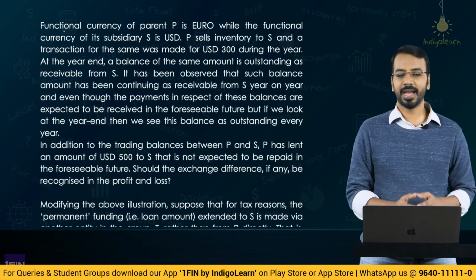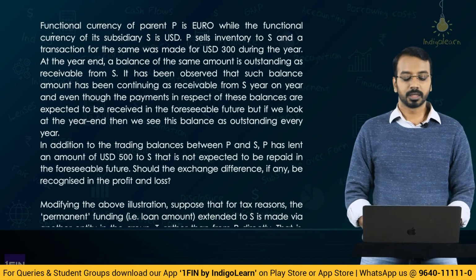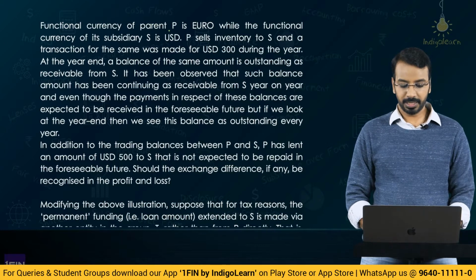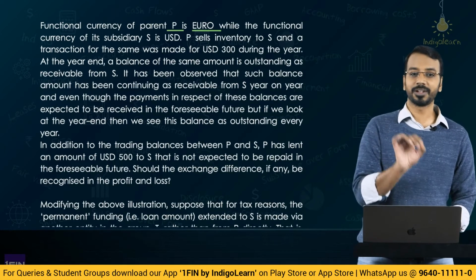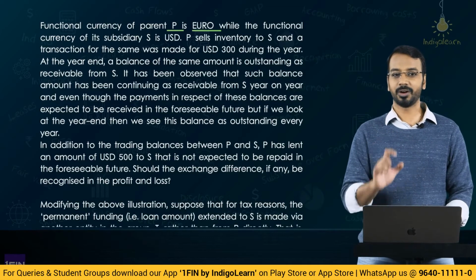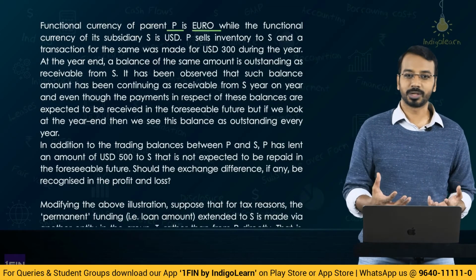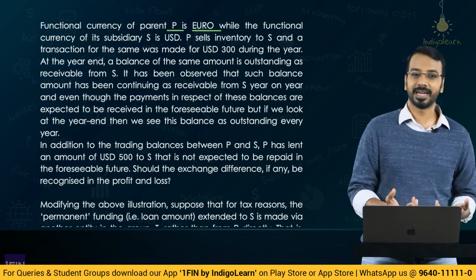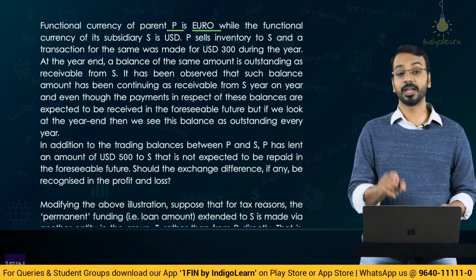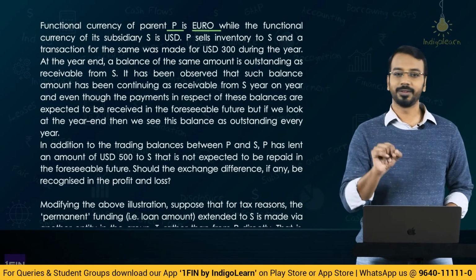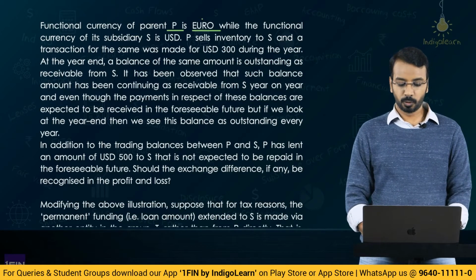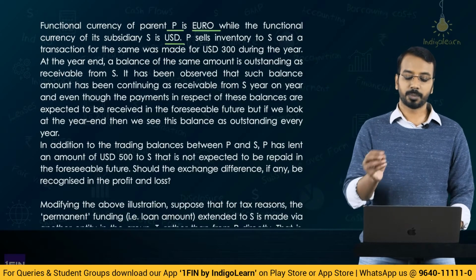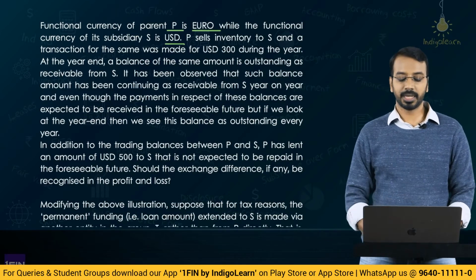Now, based on the discussion we had, let us have a look at a question. The functional currency of parent P is Euro. Please be careful in noting down what is the functional currency and what is the reporting currency. Because we are always in a default mode saying that the functional currency will be INR and the foreign currency is USD, nothing like that. You have to look at the question and mark it very carefully. The functional currency here is Euro, while the functional currency of its subsidiary S is USD.